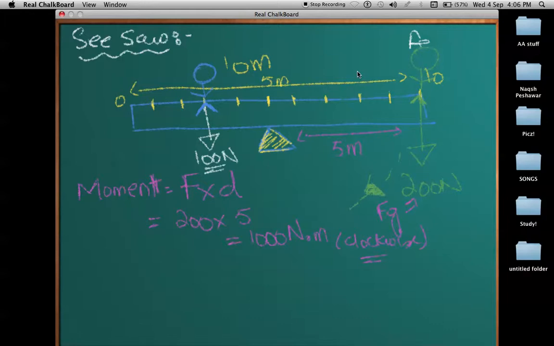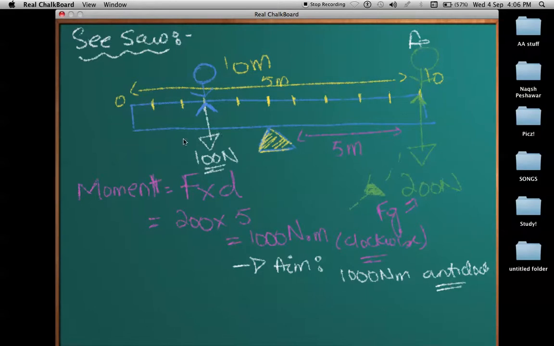And what are we actually trying to do? We have to balance his clockwise moment with the same moment in the anti-clockwise direction. Our aim is to somehow produce 1000 newton meters in the anti-clockwise direction.